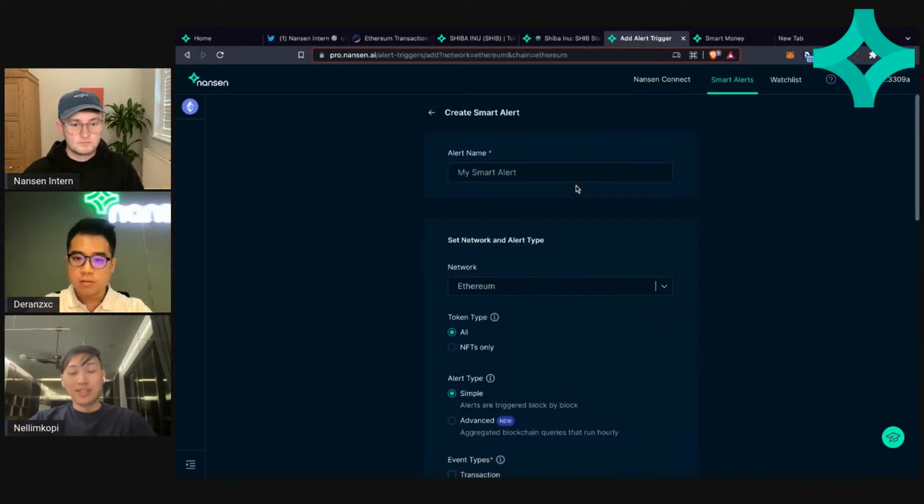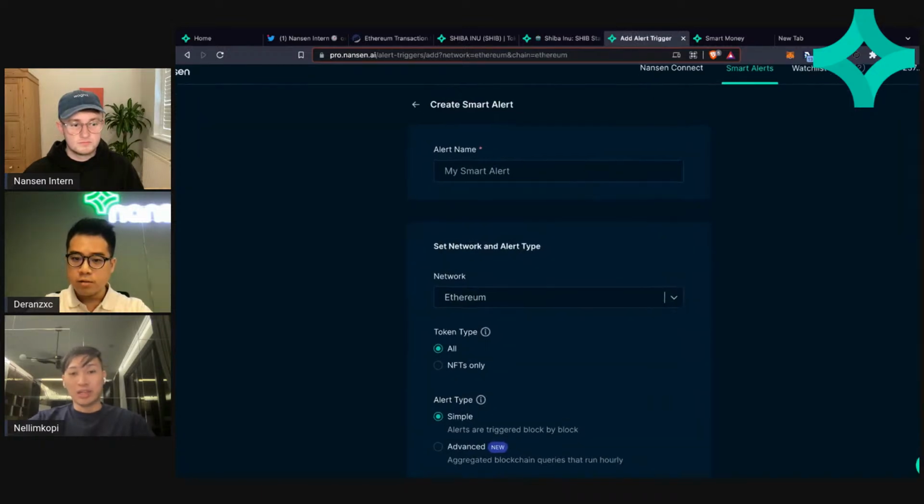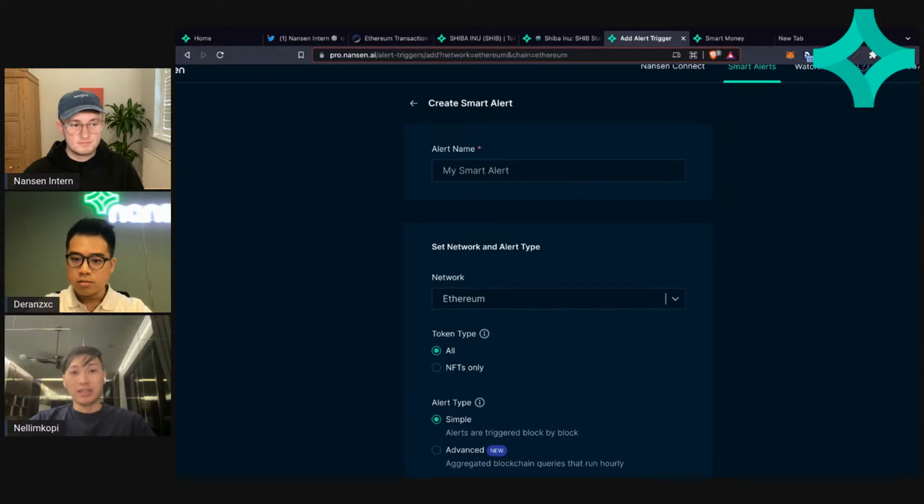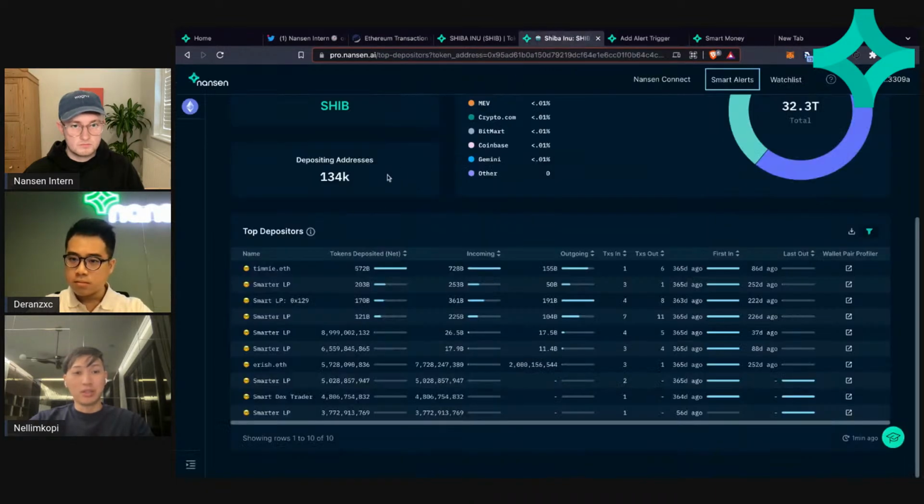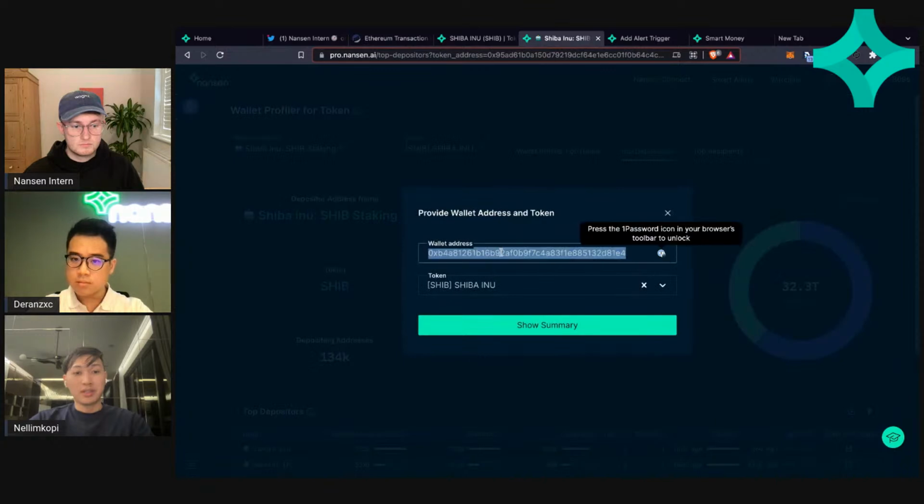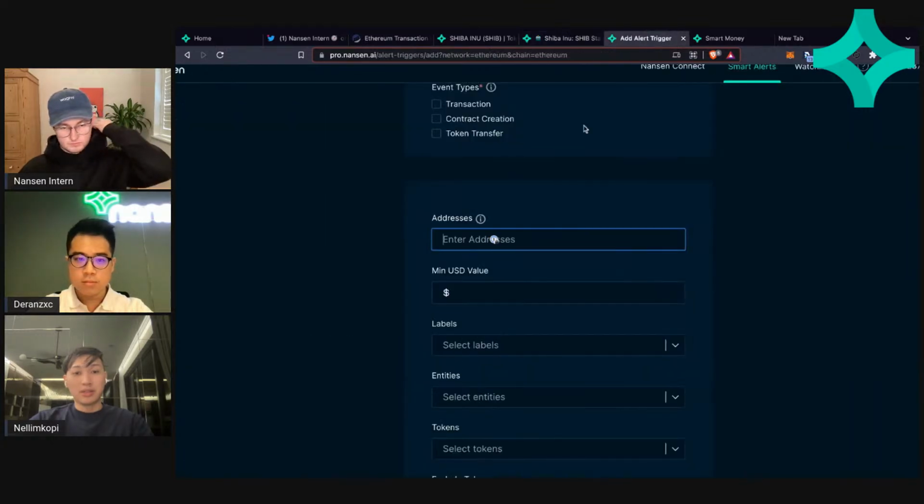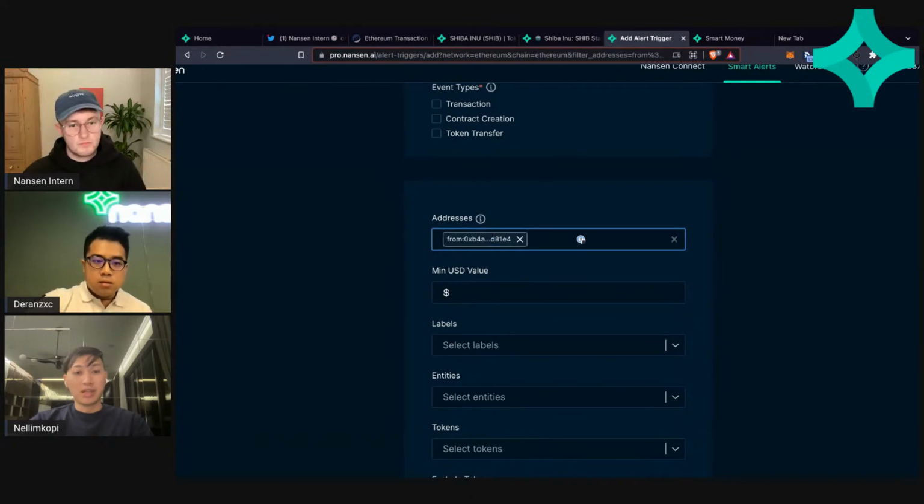And I can't emphasize this enough, the importance of Smart Alert. Honestly, in my opinion, Smart Alert is one of the best, if not the best, features that you can find at Nansen. So one thing you can do is, in the address bar, use this function called from, and you can plug in the address. So here I have the contract address. I can just pull it, go back here, type from, semicolon, and plug in the address.